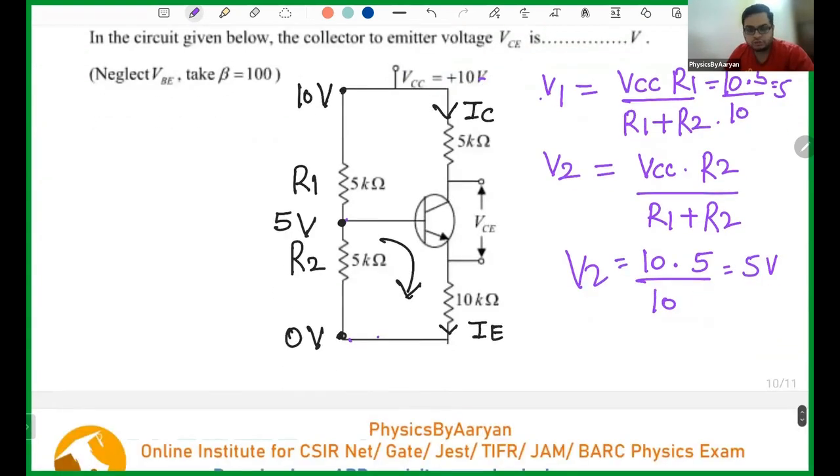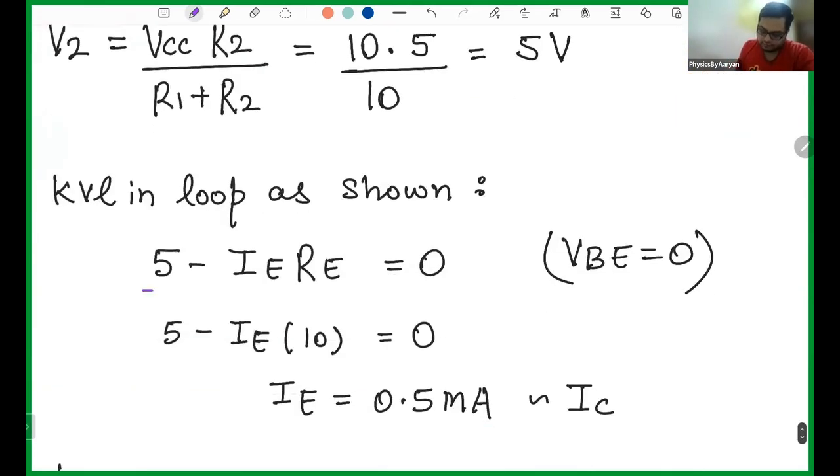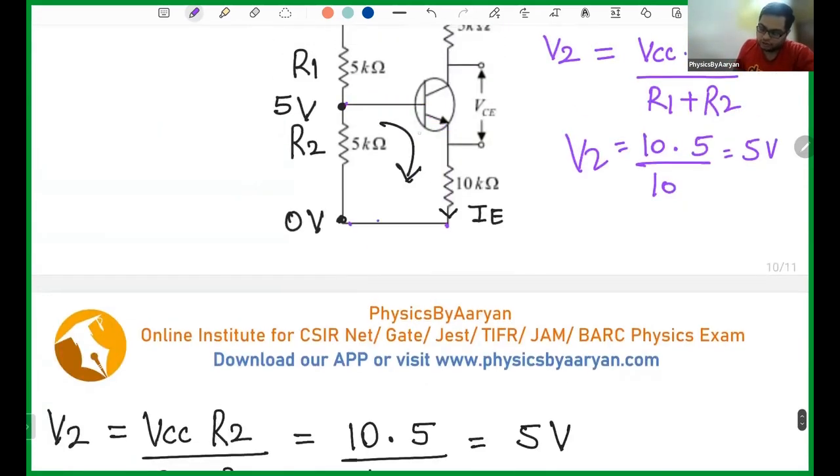Now we will use the Kirchhoff voltage law. We will start from here because we already know the voltage at this point is 5, and then we will end here. So this is an open Kirchhoff voltage law. I am starting from 5, so I will write 5. Then there is no voltage across VBE, so I am ignoring that. And then I go here.